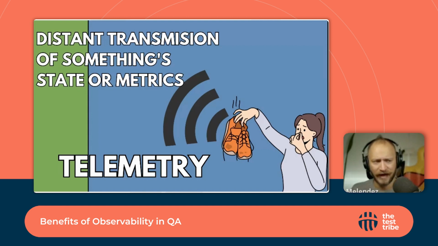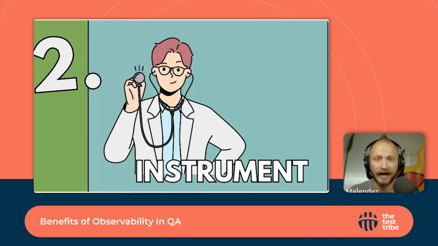But how can we achieve this telemetry? Because we can not only put it on shoes, we can also put it on systems, like in the car example. Again, the car, the gas tank is transmitting how full or empty it is. That's a transmission. And how do we achieve this transmission? Well, we have to instrument the element that we want to observe.